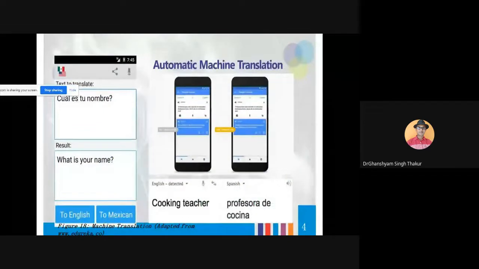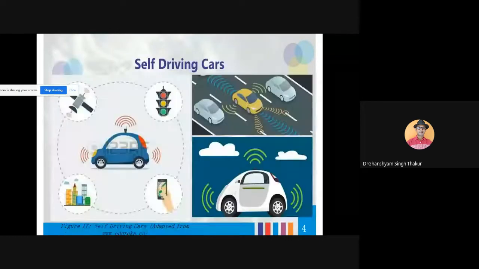Another application, automatic machine translation. You can see another application of your smartphone, the self-driving car, a very important application of deep learning.